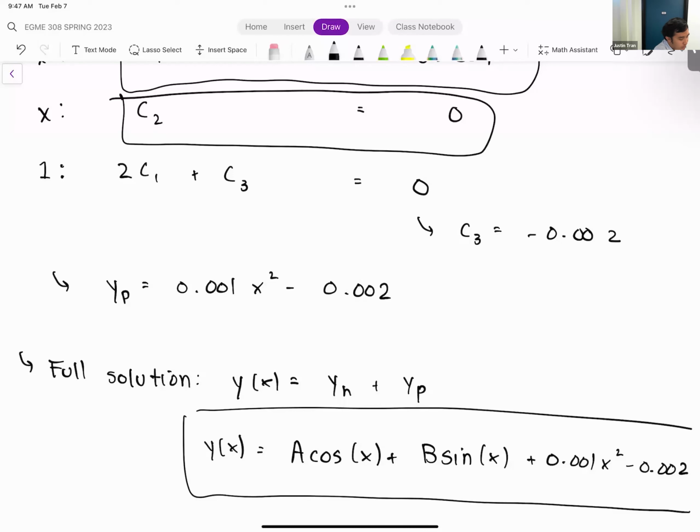And so Thursday, we're going to pick this up again. We're going to do a couple more examples with undetermined coefficients. And then we'll talk about the last concept that we have for second order ODEs, which is resonance.